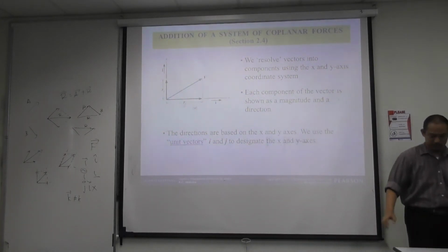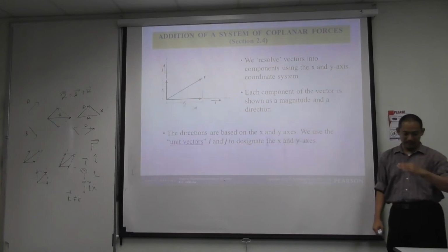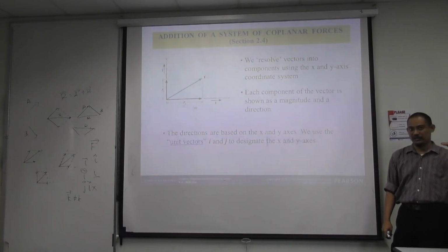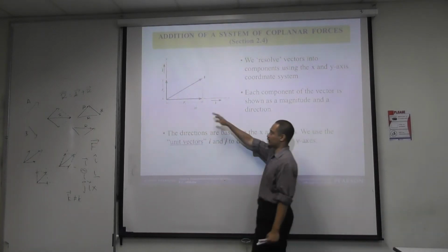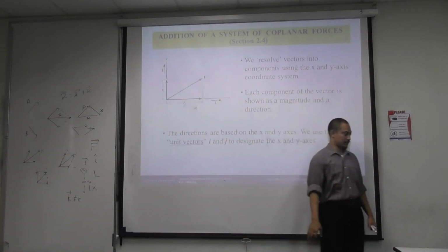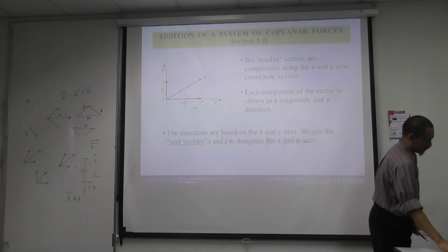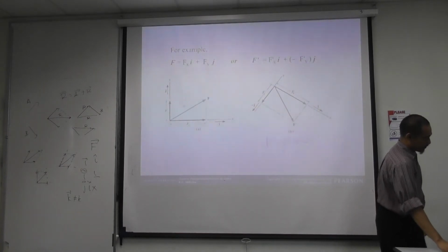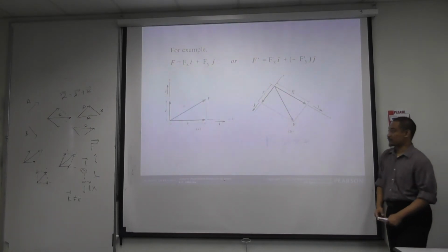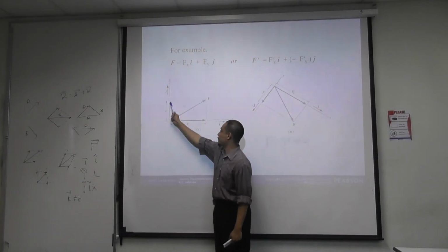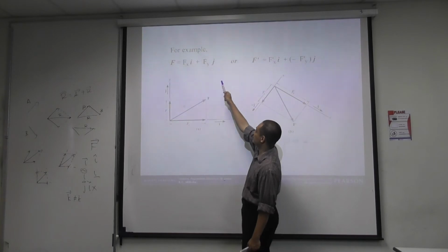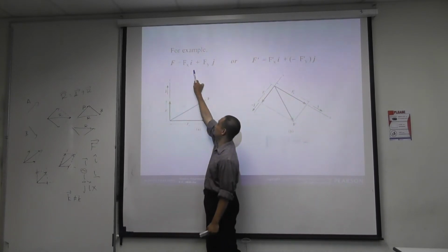Okay, that's the first step. Before we can add, because we can only add on the same axis, we resolve everything in x and y so that we can add easily after that. So this is resolving. For example, if you have F here, you get Fx and Fy, so it becomes Fx i plus Fy j. Notice that this is bold, this is not.